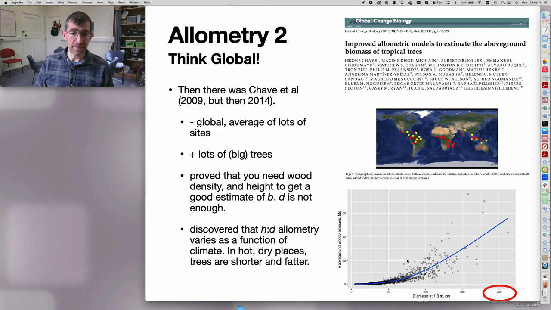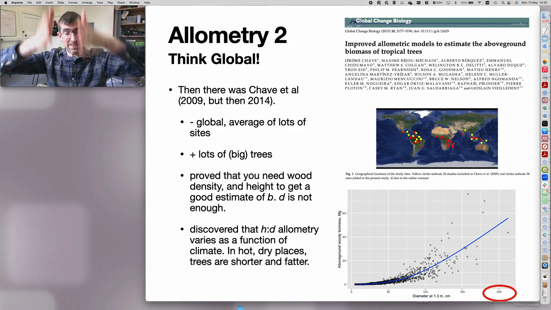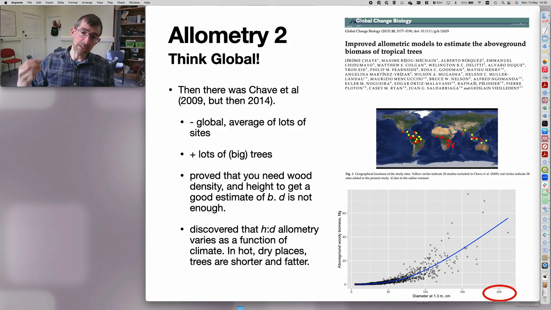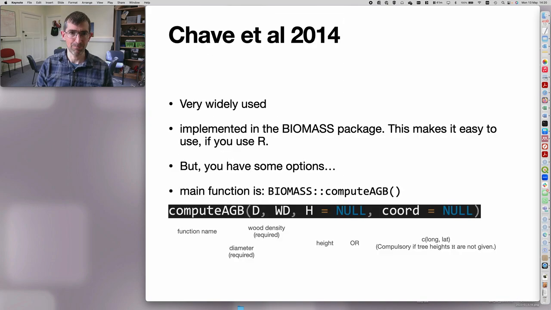Because what was nice was that with this big data set, we were able to show that there's a relationship between height and diameter. And that varies across the tropics in a quite predictable way. If you go to hot places, trees get shorter and fatter for the same diameter. So they're kind of stumpy like this. And if you go to wetter places, they are taller and skinnier, right? So actually, by knowing something about the climate, we can predict what the height would be from the diameter. And that helps us transpose this equation and use it in different places, even though we know that the allometry changes from place to place.